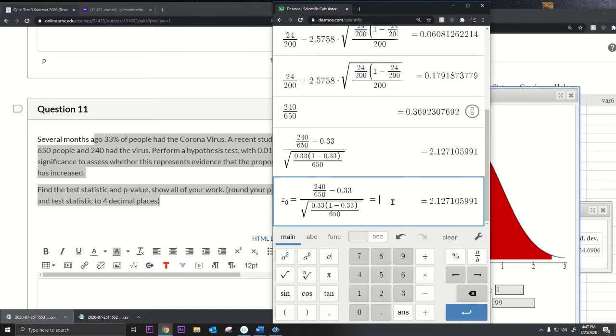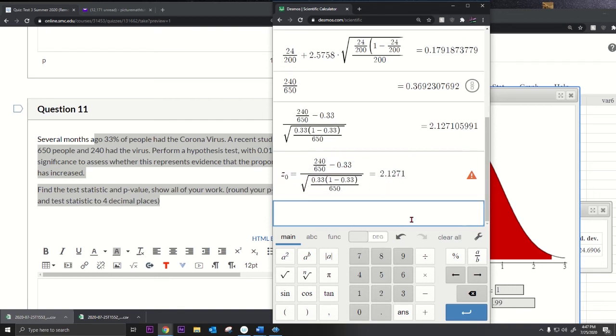Maybe put the equal sign here. 2.1270... What are we supposed to round to? 4 decimal places? 2.1271. There you have it. That's beautiful. That's your answer. Take a picture of that and insert it. There. That's it. That's perfect for your test statistic.